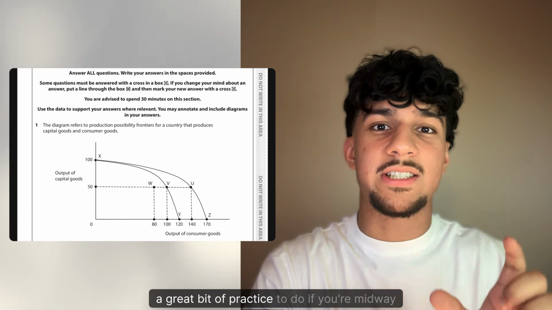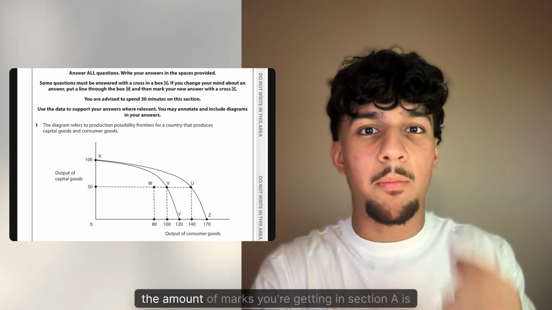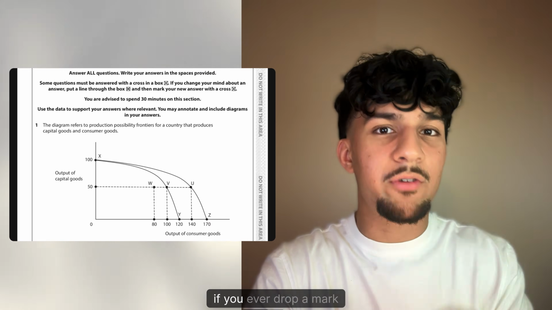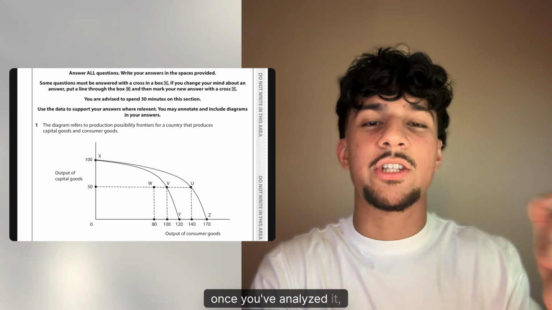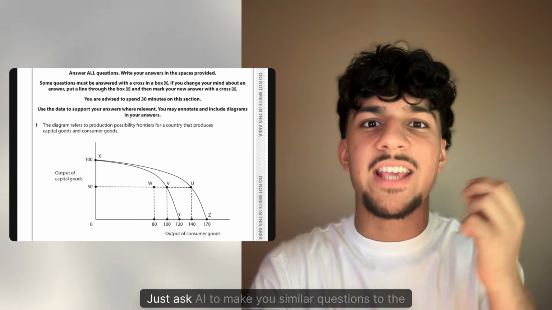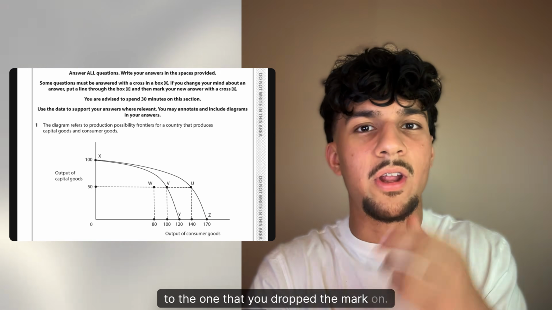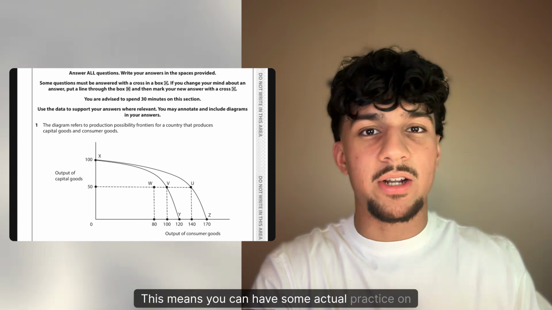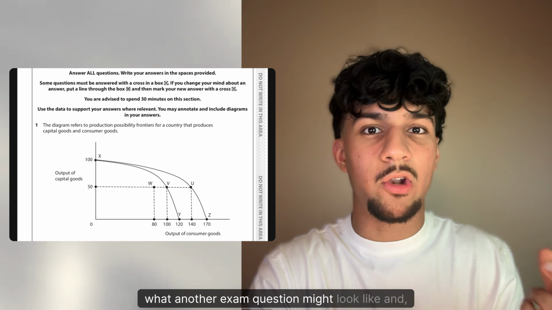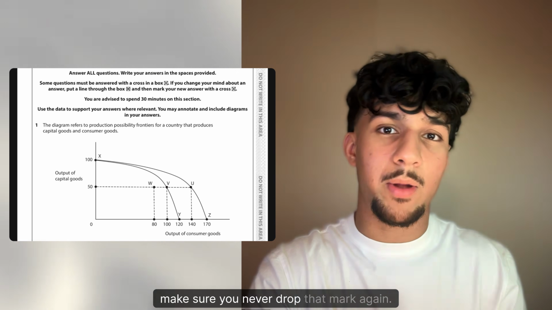A great bit of practice, if you're midway through your Section A practice and trying to maximise the number of marks you're getting, is this: if you ever drop a mark, once you've analysed it, understood why you dropped the mark and have a plan for next time, just ask AI to make you similar questions to the one that you dropped the mark on. This means you can have some actual practice on what another exam question might look like and try to score marks on those. And that can really make sure you never drop that mark again.